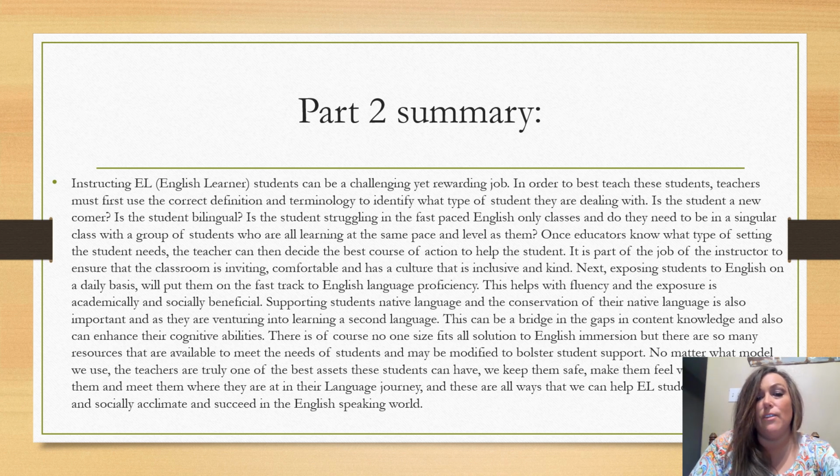Supporting students' native language and the conservation of their native language is also important. And as they are venturing into learning a second language, this can bridge the gaps in content and knowledge and also enhance their cognitive abilities. There is, of course, no one-size-fits-all solution to English immersion, but there are so many resources that are available to meet the needs of students and may be modified to bolster student support.